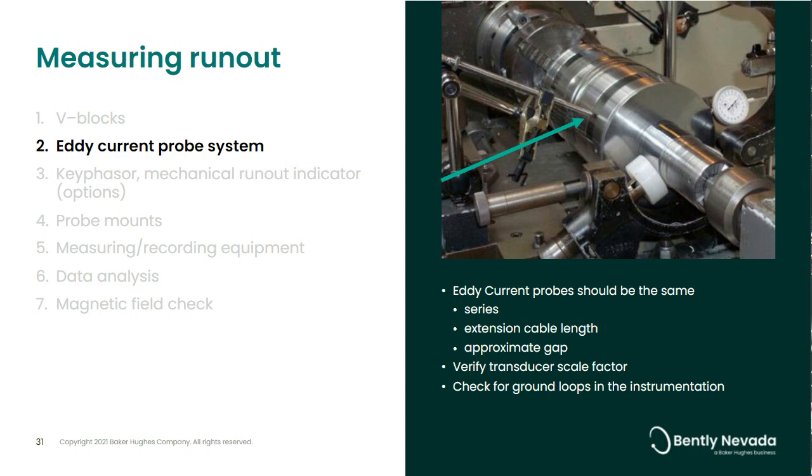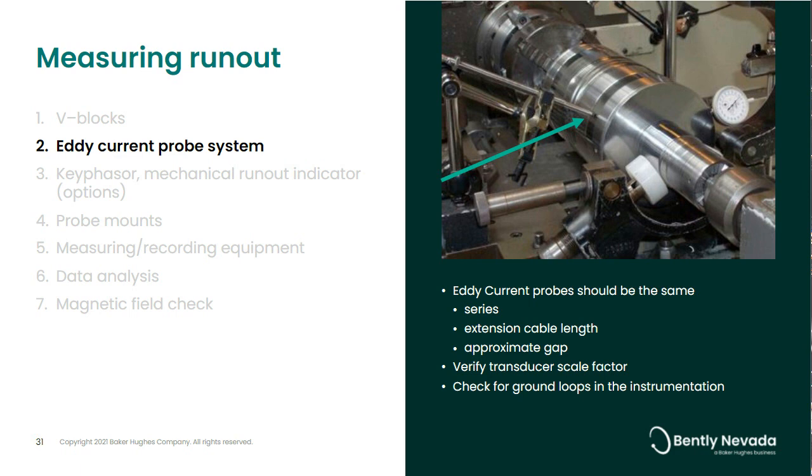All of this leads up to the second point there, verifying the transducer scale factor. So making sure that the system you're using is actually going to give you, for example, with an 8 millimeter probe, 200 millivolts per mil. So one way to do that is to guarantee that all the pieces match up, but also it's important to check and confirm that the proximitor that you're using matches the shaft material.